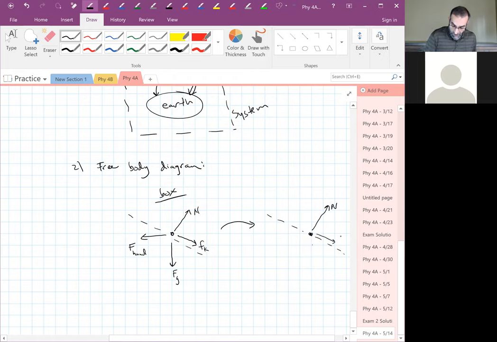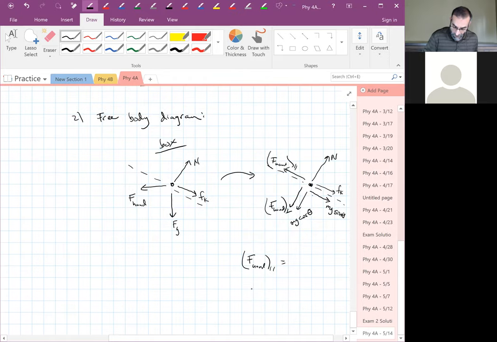Friction is already in that coordinate system. I'm going to break up gravity into mg sine theta, mg cosine theta, and I'm going to break up the force from the hand into F hand parallel and F hand perpendicular. And what are F hand parallel and F hand perpendicular?